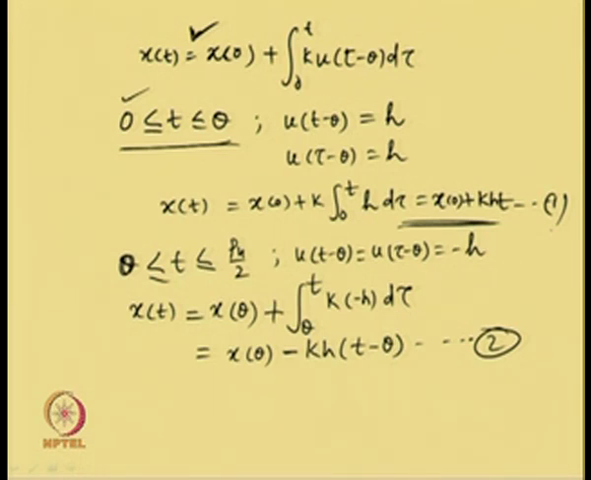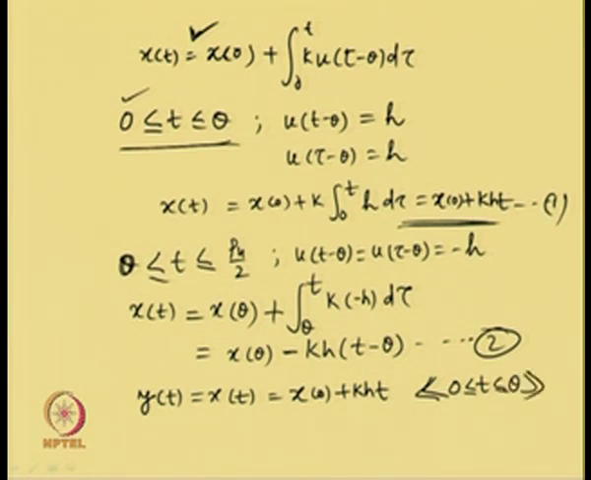Then in that case, the output waveform we get from this system can be given by y(t) = x(t) = x(0) + k h t for the time range 0 ≤ t ≤ theta, and y(t) = x(t) = x(theta) − k h (t − theta) for the time range theta ≤ t ≤ pu by 2.